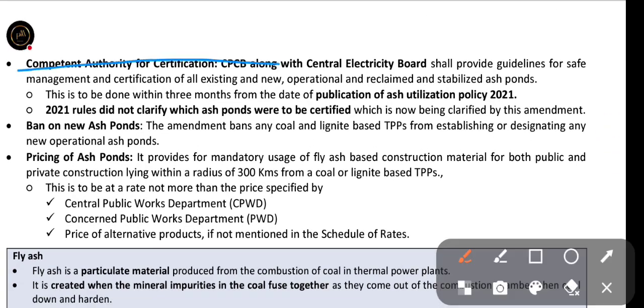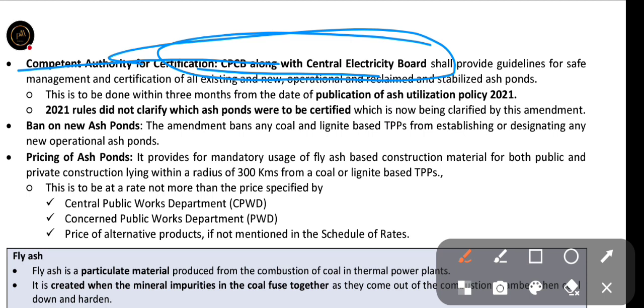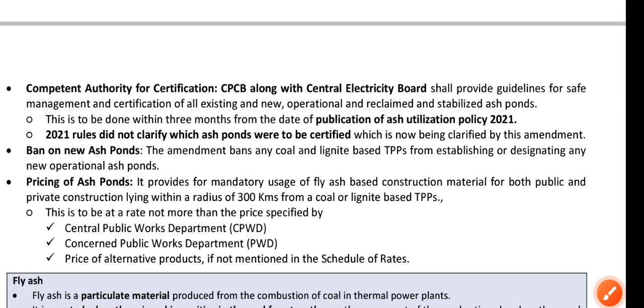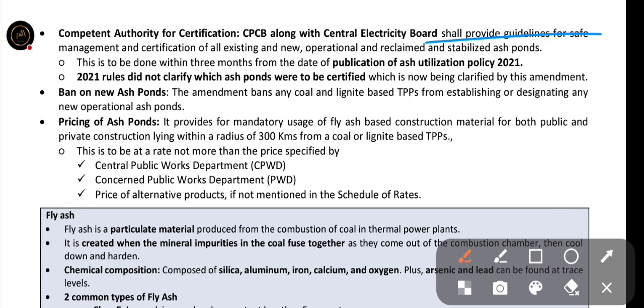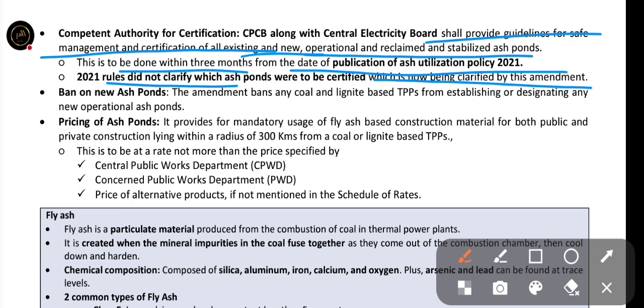Okay, so you should remember. And the competent authority for certification is the Central Pollution Control Board along with the Central Electricity Authority. So these are the two bodies which can be the competent authority for the certification about these fly ash or thermal power plants. They shall provide guidelines for safe management and certification of all existing and new operational and reclaimed and stabilized ash ponds. This is to be done within 3 months from the date of publication of the Ash Utilization Policy 2021. And the 2021 rules did not clarify which ash ponds were to be certified, which is now being clarified by this amendment.